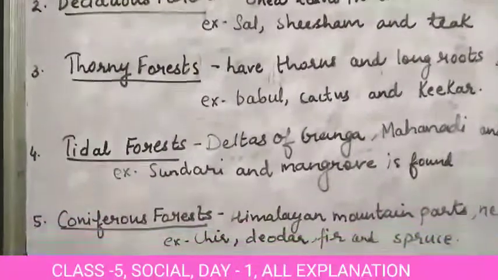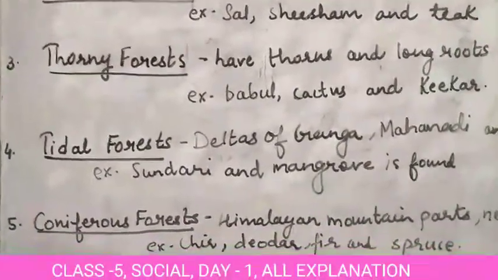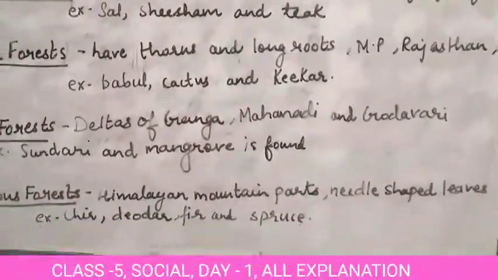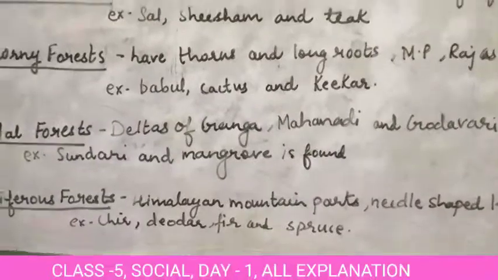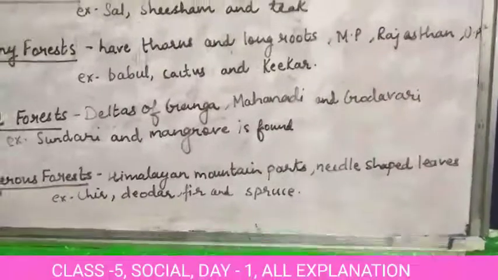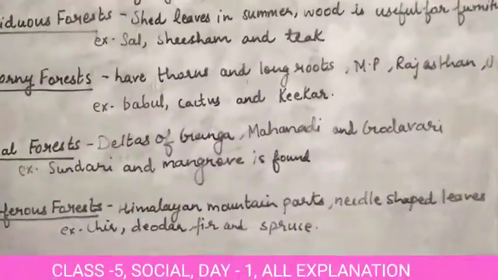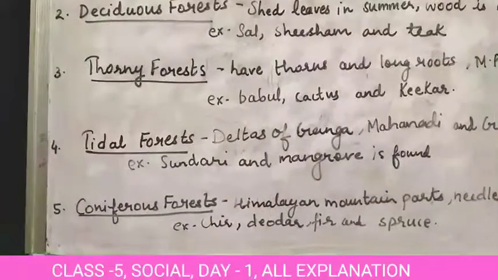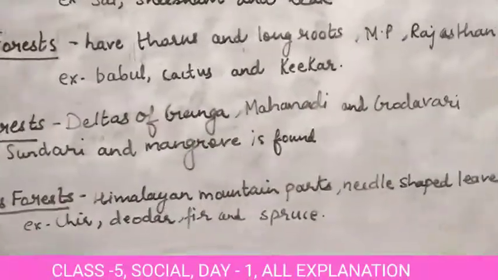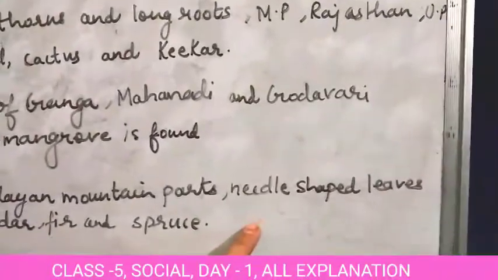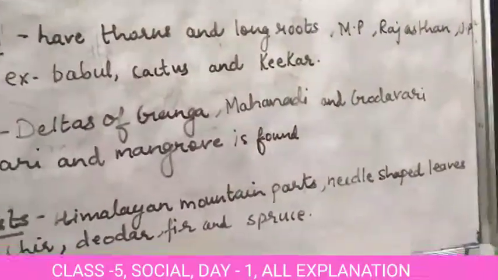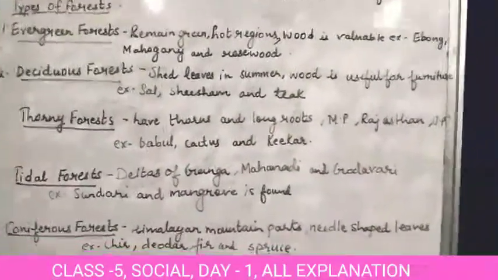Next is the tidal forest. Tidal forest is found where the deltas of Ganga, Mahanadi and Godavari are. Here one very good tree is found, Sundari, and the mangrove tree is the speciality of the Ganga, Mahanadi and Godavari deltas. Next is the coniferous forest. Coniferous forests are found in the Himalayan mountain parts. They have needle shaped leaves. Cheer, deodar, fir and spruce are some trees found in the coniferous forest.